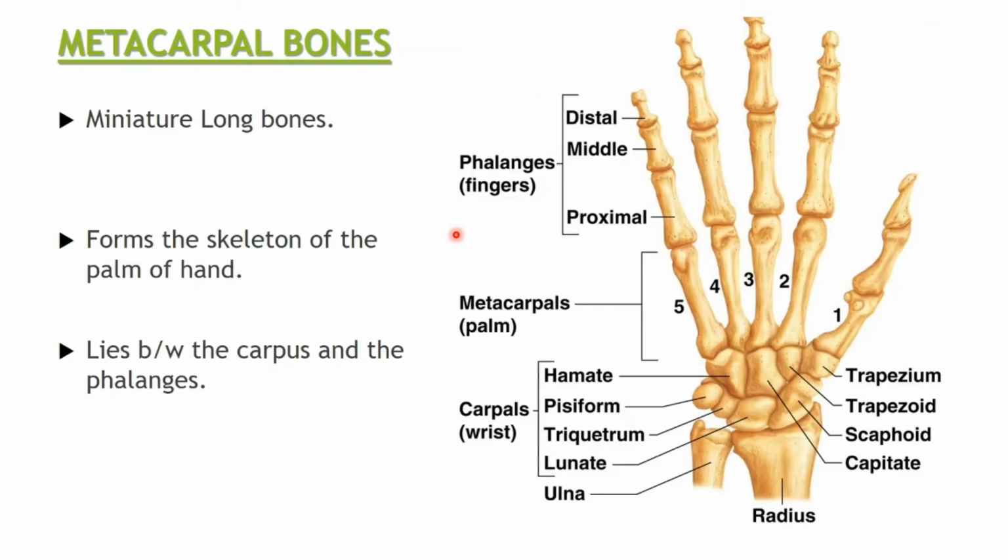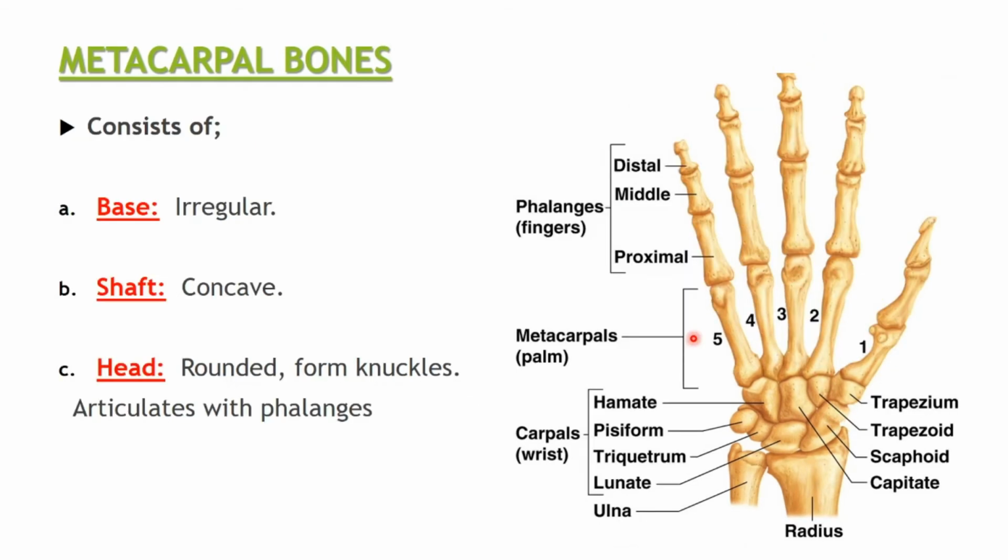So metacarpal bones are actually making the main skeleton of the palm of the hand. If you feel your hand, you can feel the metacarpal bones, which are making the main skeleton of the palm of the hand. And these are the miniature long bones, and they are present distal to carpal bones and proximal to the phalanges of the fingers. So in between the carpal bones and phalanges, 5 metacarpal bones are present.